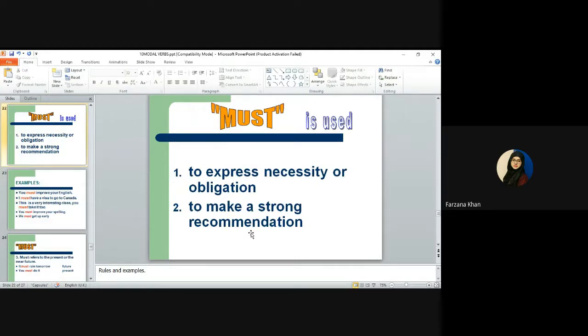Well, next we have must, which is also a very important modal verb. Must is used to express necessity or obligation, right? Similarly, must is also used to make a strong recommendation. What you need to keep in your mind is that should is also used to make a recommendation, but must is used to make a strong recommendation. In should, your tone is polite where you give advice to another person, but in must you are basically strongly recommending the other person to do this, right? So it also expresses necessity and obligation.